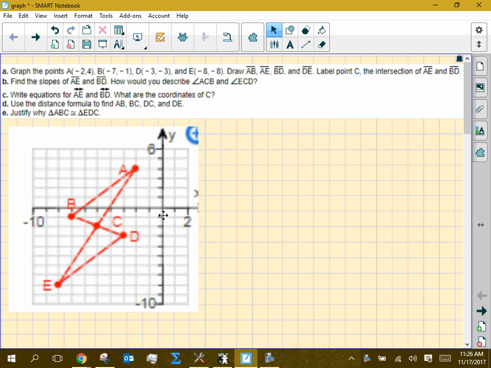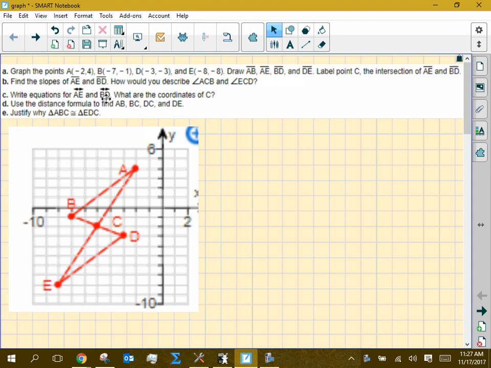All right, so they say, and I know it's kind of small to zoom in. I can zoom in here in a minute, but it says graph points A, B, D, E, and then label point C, the intersection of AE and BD. Part B says find the slopes of AE and BD, and that should tell you some type of relationship between the angles ACB and ECD. Then it says write equations for AE and BD. What are the coordinates of C?